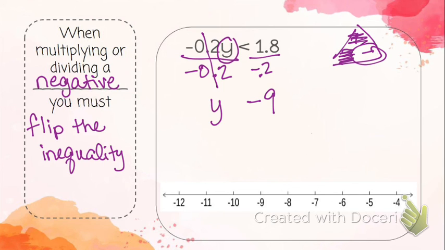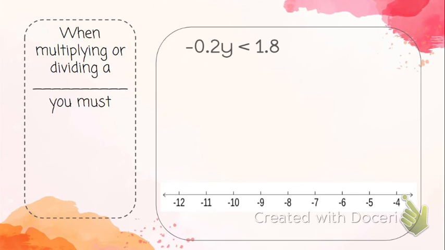But here's the thing we can't forget, okay? When I divided by a negative, I have to flip this around. Instead of it being less than, it's now going to be greater than. So y will be greater than negative 9. Now it's not a greater than or equal to, so I can't fill it in. It's just greater than. Okay, how do you feel about those? Makes sense so far? I hope so.